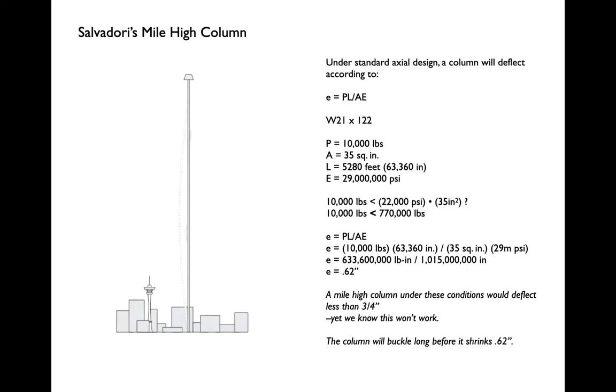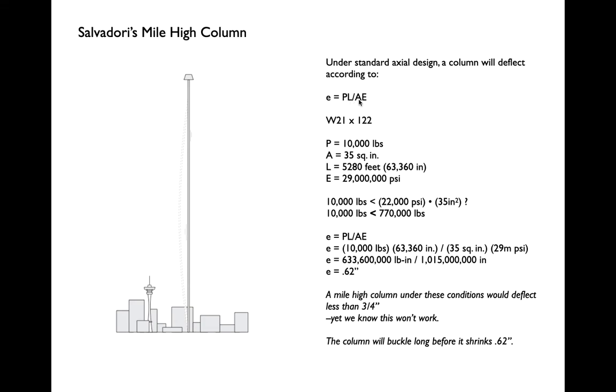The most elegant example of this, I think, is the famous engineer and educator Mario Salvadori, who would tell his class to design a column that was a mile high. And using the deflection formula, he would say, well, does this column work or not? The deflection formula, you may remember, is E equals PL over AE, where E is the total deflection in inches, P is the load, L is the column length. The more the load, the more the length, the greater the quantity of deflection.